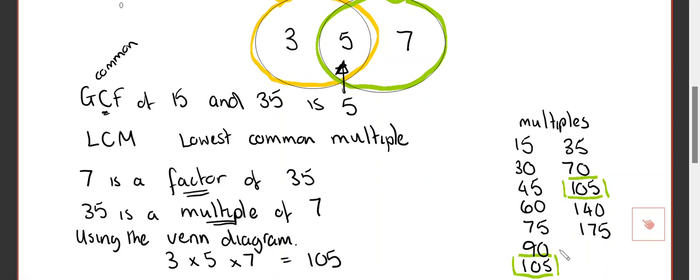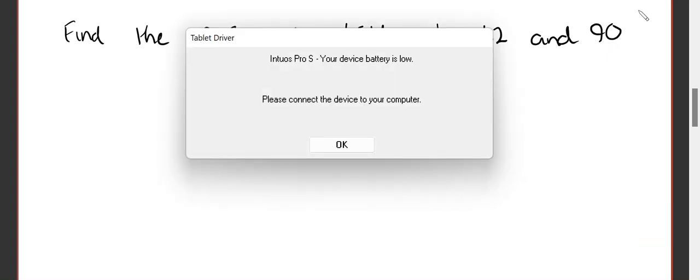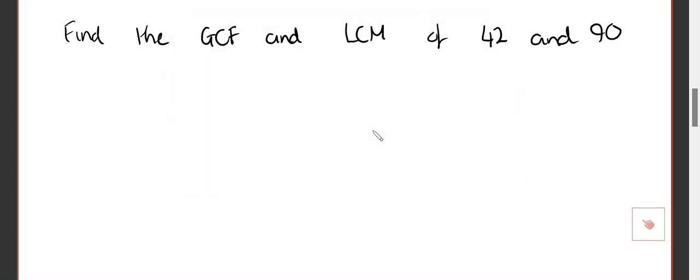All right, so I'm recording. So we are going to find the GCF and LCM of 42 and 90. Oh, battery running low. It's like me. So what's the first step? Well, we can't do a Venn diagram.